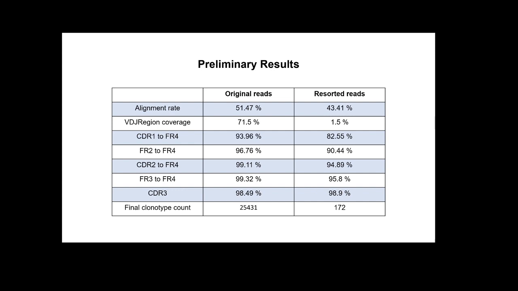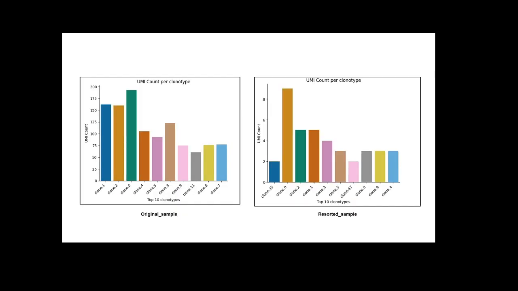As you can see, the VDJ region coverage for the original rate was 71.5, but for the resorted rate, it drastically dropped. And the clonotypes which were generated were 25,431, but now it's only 172. It means there is some error with the tool, and it makes us question whether this tool is reliable or not. So the UMI count has drastically reduced, which is clearly visible in the top 10 clonotypes generated by both the original sample and the resorted sample. Technically, it should be very similar, but it's not in this case.